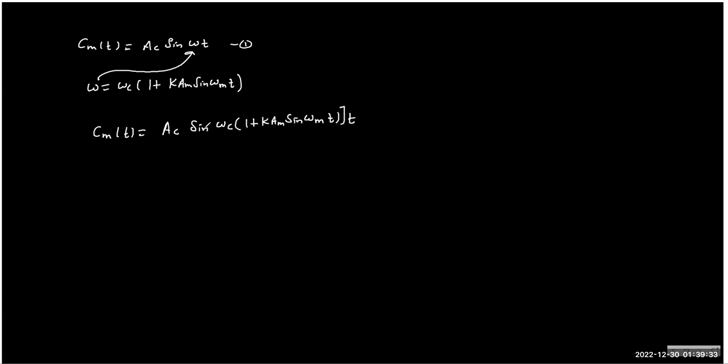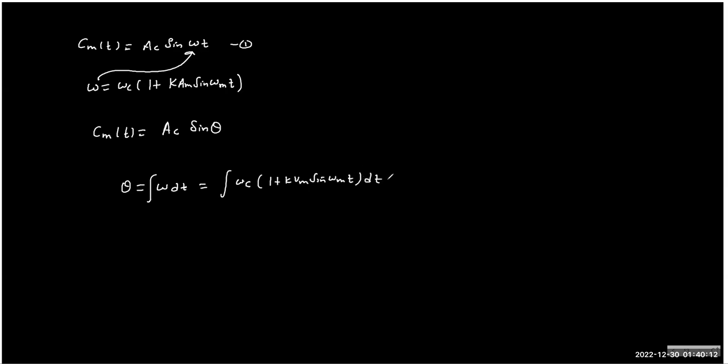This will be like an equation, right? But generally, we don't write like this. The way of writing is theta. Another question is, what is the theta here? So theta will be what? Omega dt integration, because omega is variable, isn't it? So omega dt integration will give you how much? Omega c 1 plus KAM sine omega mt. Because theta is a function of time, I cannot write omega t, right? Omega t is used when omega is constant with time, isn't it? Uniform circular motion. If it is non-uniform circular motion, then I have no choice but to integrate, isn't it?